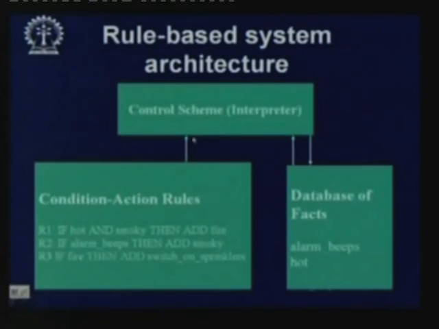Now look at these arrows. What does this control scheme, or the interpreter, do? It is looking at the facts and looking at the rules, and is trying to see, given the particular set of facts, which are the rules which are applicable, which are triggered. Now, out of the rules which are triggered, it will fire one or more than one, and consequently, when the rule is fired, a new fact will be generated, and that will update this fact base. So, at the top level, we look at three components in a rule based system: the rule base, the fact base, and an inference machine. These are the three basic components of a rule based system.